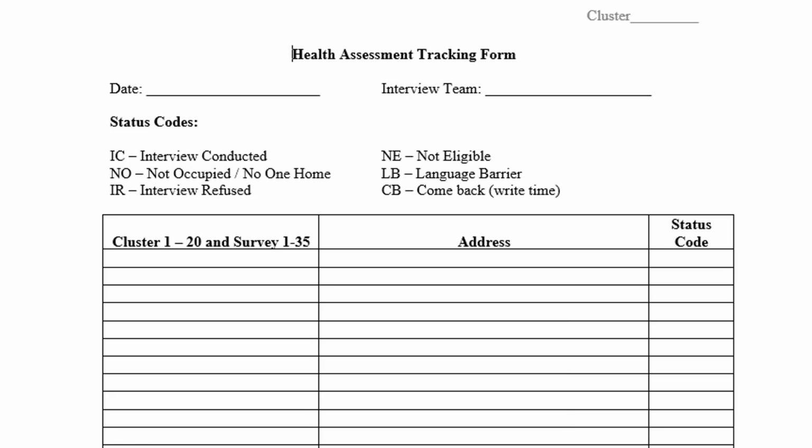You can see at the top, you put the date, you'll put your interview team's name, and then you'll record the cluster number. It could be 1-1 or 1-2, whatever it is. You'll put the address, and then the status code, which comes from up at the top. If you completed the interview, it's IC. If no one was home, it's NO. If it was refused, it's IR, not eligible, NE, etc.